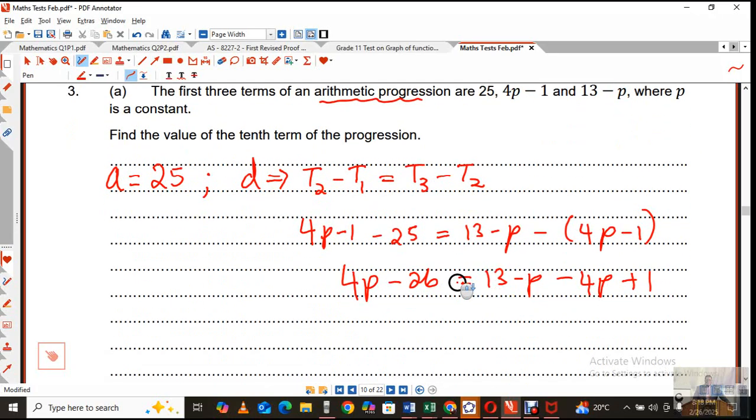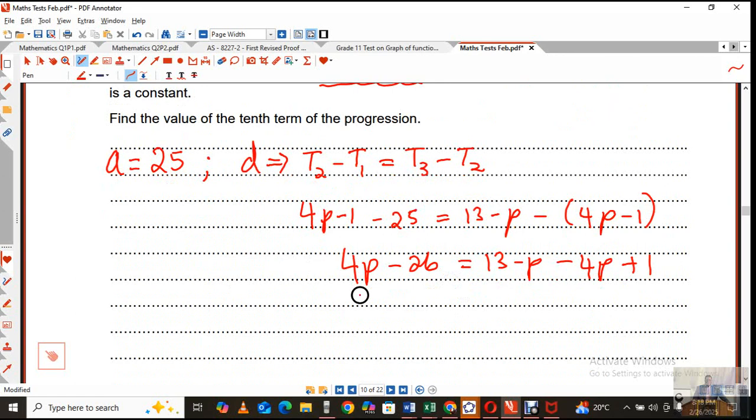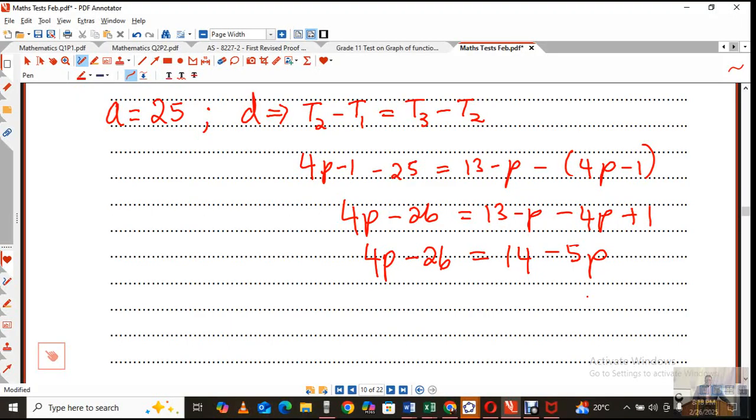So let's just clean up what we have over here. We're going to have 4p minus 26 is equal to 13 plus 1, that's 14, minus p minus 4p, that's minus 5p. When you do all the manipulation, you should find that you have 9p over here. And then you take that 26 to go meet its friend there, it's going to be positive 40. So essentially, p is 40 upon 9, which I'm going to leave like that.